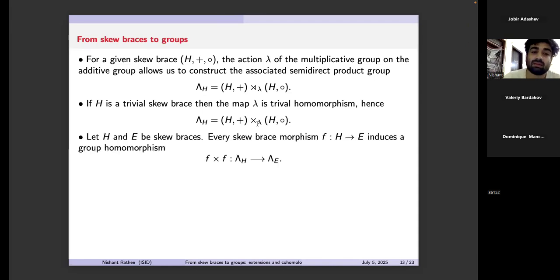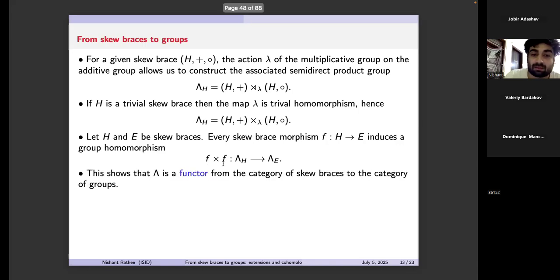So now suppose H and E are skew braces, then every skew brace homomorphism from H to E induces a group homomorphism from the lambda groups, defined by this. So if you have a skew brace homomorphism, then you can induce a homomorphism of lambda groups by this F cross F. So this F cross F is a map such that F cross F of (x, y) is equal to (Fx, Fy). Okay. So this shows that this lambda is a functor from the category of skew braces to the category of groups, under which H goes to lambda H and a morphism F goes to F cross F.